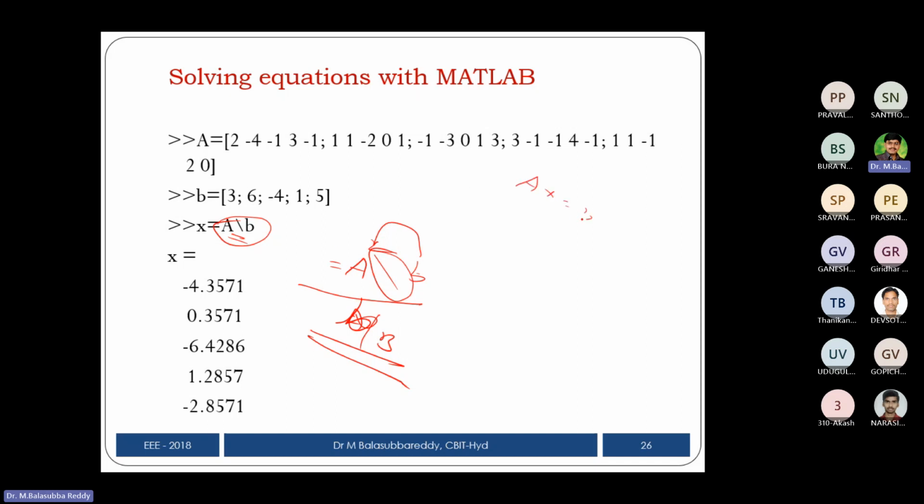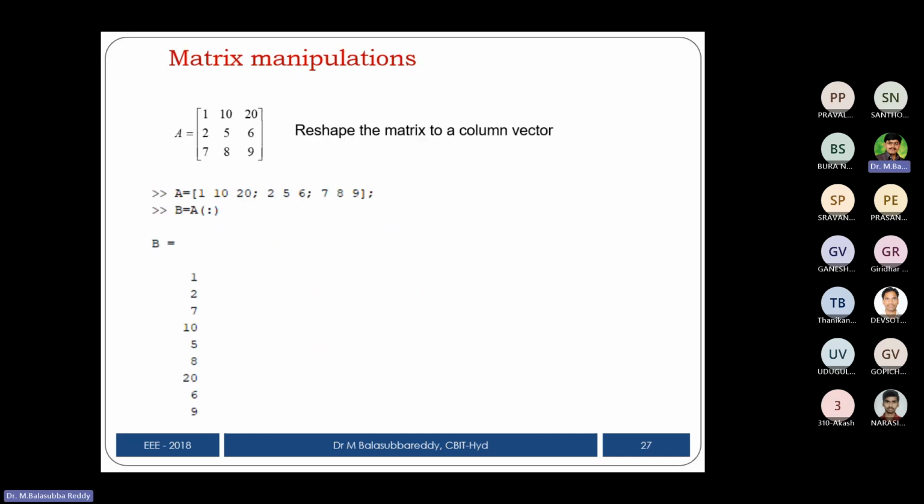Ax is equal to B. Now, in that position, I want x. So inverse of A times B will give x. Now reshape. How to reshape it? It depends on our requirement. If you want to reshape the matrix, we can easily reshape it.